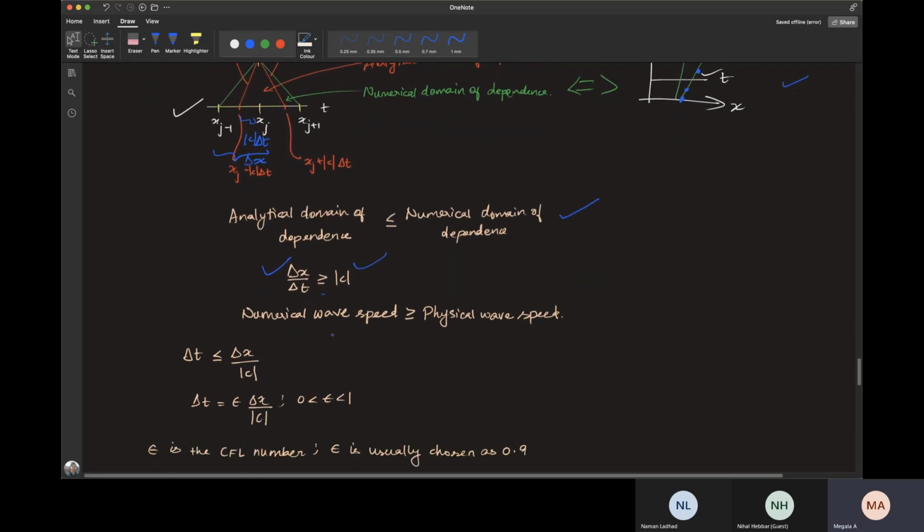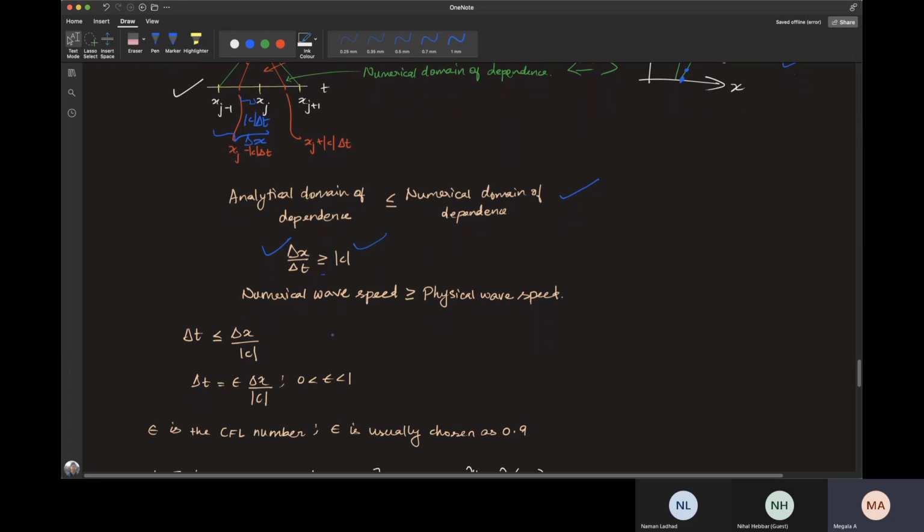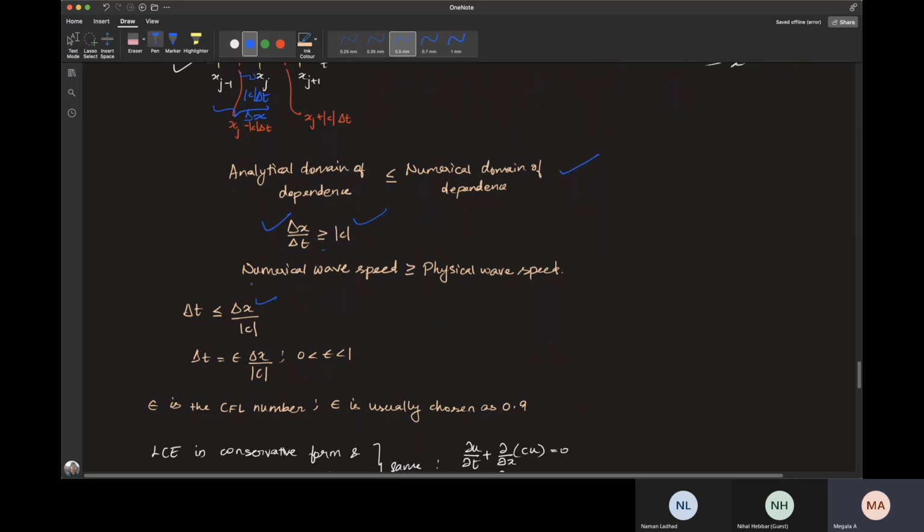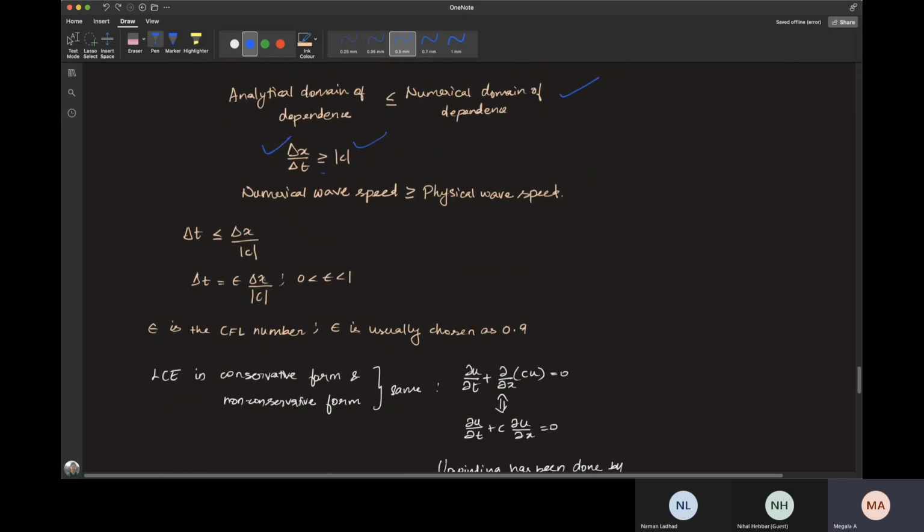So essentially it's a condition on delta t or delta x. If you fix delta x, then you need to choose delta t such that this condition is satisfied. So delta t must always be less than or equal to delta x by mod c. This can also be written as delta t equals epsilon delta x by mod c, where epsilon lies between 0 and 1. So epsilon is actually our CFL number and it is usually chosen as 0.9 to have less diffusion and better stability.